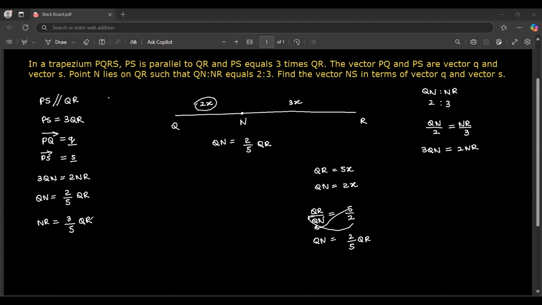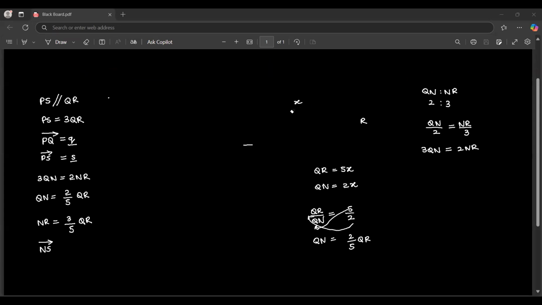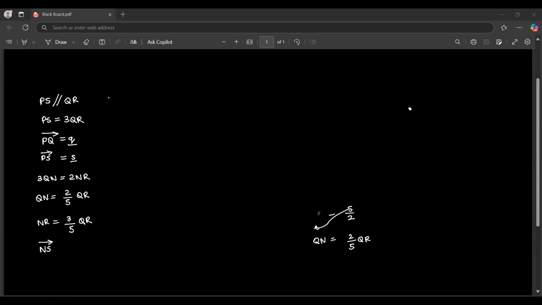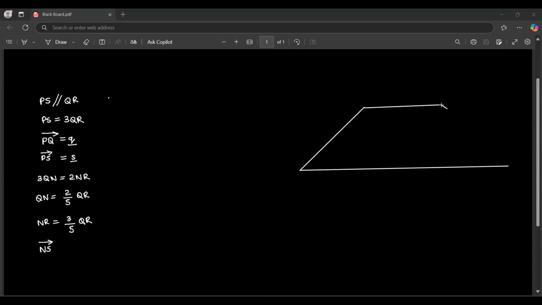They have asked us to find the vector NS in terms of q and s. Shall we do that? Yeah, let's do that. First of all, we have to draw a diagram, or else it's a little bit hard to put down the letters and the vectors to find the answer. So let's draw a diagram. It looks like this. 1, 2, 3. And we can connect these points. This can also be connected. So we have PQRS.